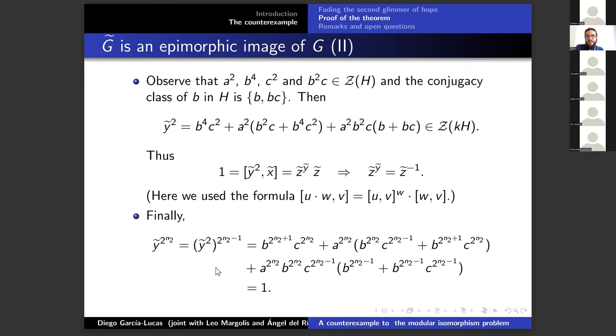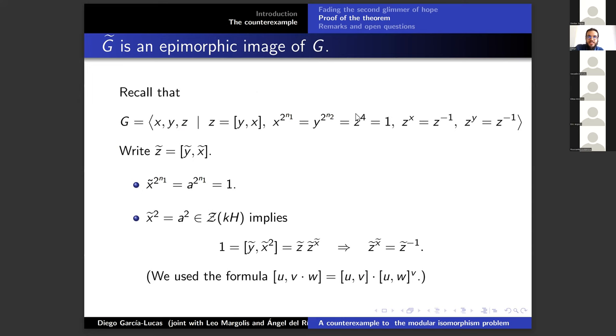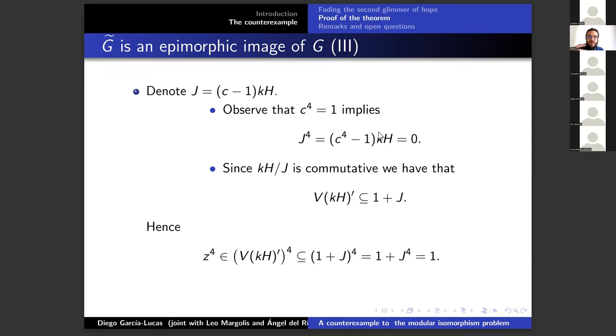The last relation we need to prove is that the order of z̃ divides 4. And to that end, we use another argument. Consider the principal ideal J generated by the element c minus one in KH. One can easily see that this ideal is two-sided. And since c has order four, the nilpotency index of this ideal is also four. Moreover, since c is a generator of the derived subgroup of the group H, the quotient of KH modulo J is commutative. So the quotient of the group of units modulo this subgroup is also commutative. Hence, the derived subgroup of the group of normalized units is contained in this subgroup.